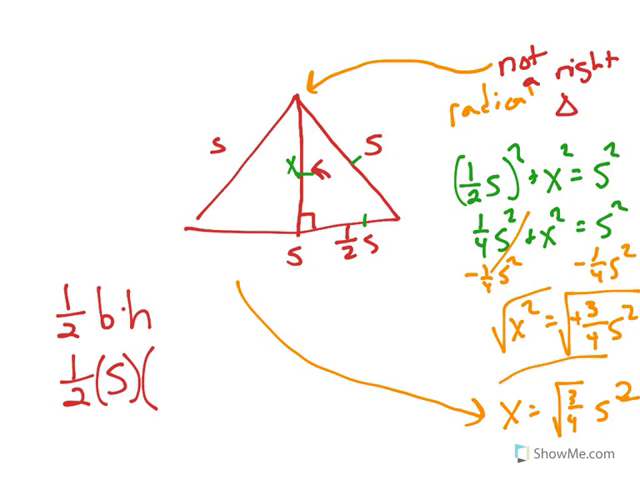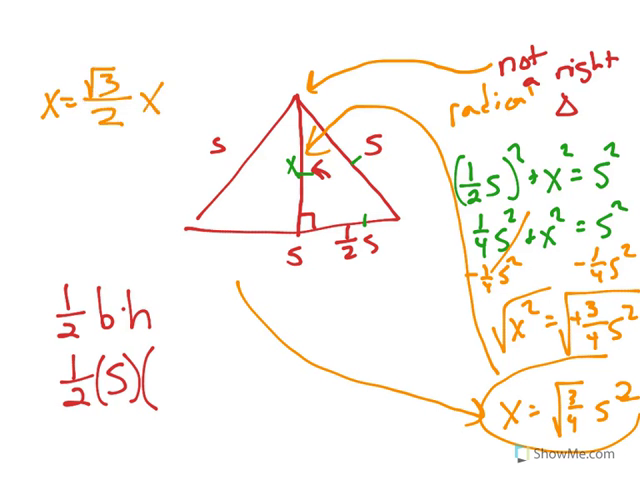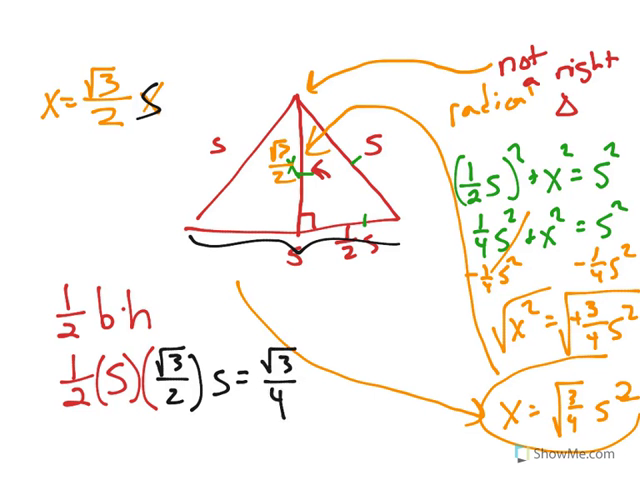We just found this side. There's a lot of work. That side is equal to radical 3 over 2 S. That's that side right there, radical 3 over 2 S. So in black now, I'll find the area. It's 1/2 S, which is the base, times the height, which is radical 3 over 2 S. So the area is radical 3 over 4 S squared, and the volume is radical 3 over 4 S squared dx.